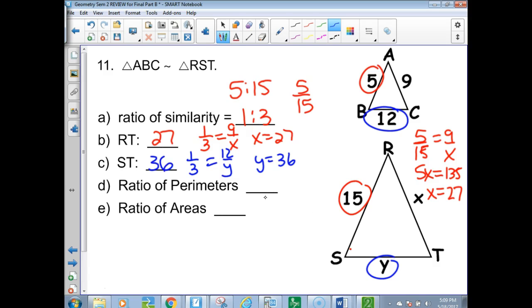The ratio of the perimeters is always the same as the ratio of similarity or ratio of the sides. So it's going to be 1 to 3 as well. But the area ratio, remember this was a to b, and we said that a to b for the sides, a squared to b squared for the areas. So that's going to be 1 squared to 3 squared, which will give me an answer of 1 to 9.